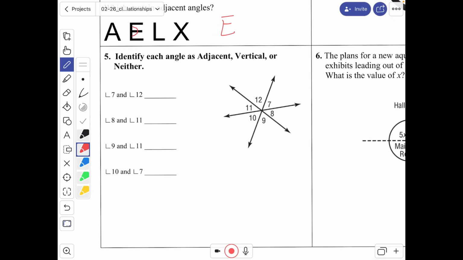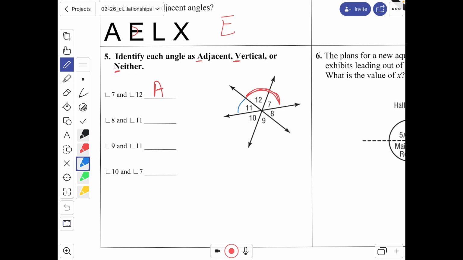Number 5, identify each angle as adjacent, vertical, or neither. And you can write just the first letter. So we're looking at angles 7 and 12. They're right next to each other. Angles that are right next to each other are called adjacent.